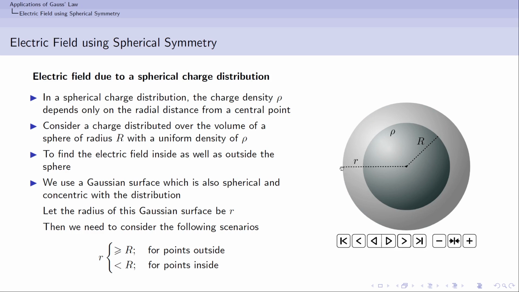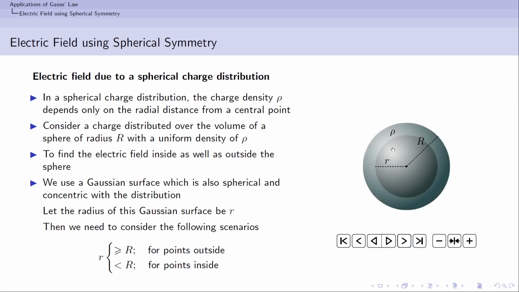So if I consider the points which are lying outside, then the Gaussian surface should include that point, which means the radius of the Gaussian surface must be greater than or equal to the radius of the sphere itself. And for points inside, the Gaussian surface will be completely inside the sphere, so its radius will be less than the radius of the sphere. So if you want to find the field inside as well as outside, we just need to consider these two cases: r greater than or equal to capital R, or r less than capital R.